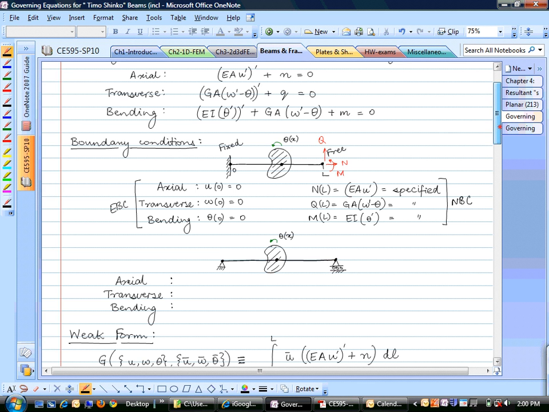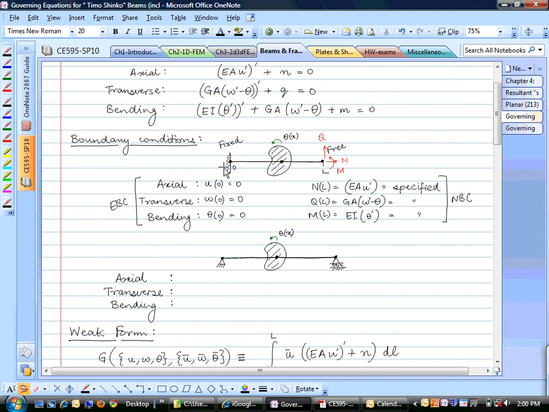So this was for a cantilever beam, a fixed and free beam. How about for a simply supported beam? What is the axial boundary condition? U0 is 0. I'm saying that this point cannot move in the horizontal direction. Similarly, this point cannot move up. That's W0 is equal to 0.